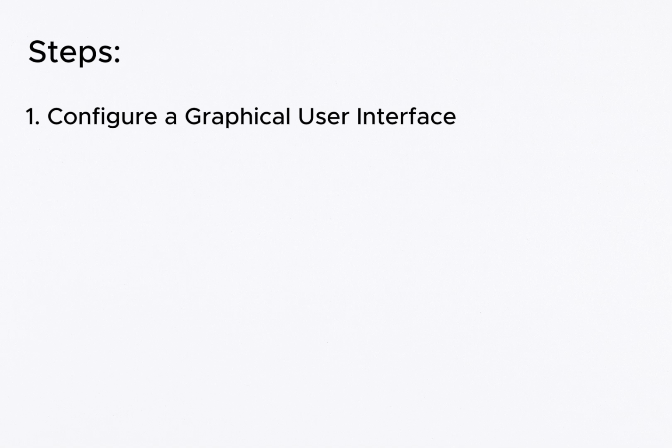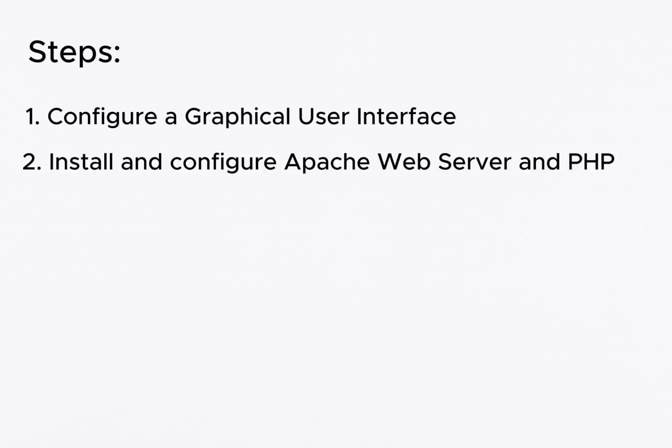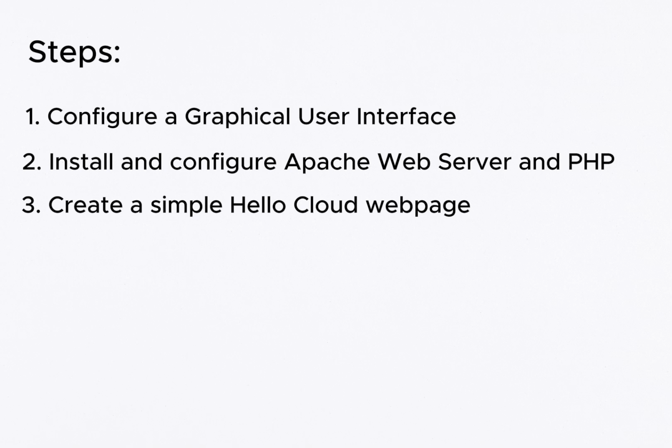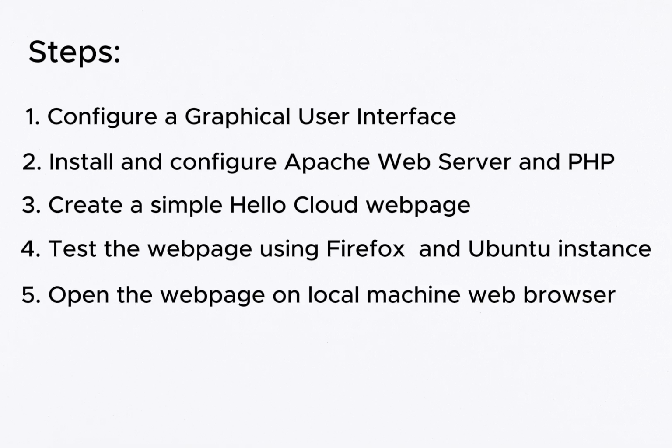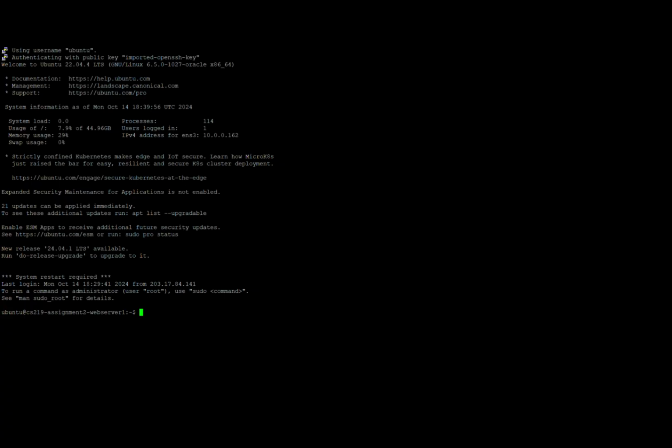So the steps we are going to follow is: first, we are going to configure a graphical user interface. Second, we'll install and configure Apache Web Server and PHP. Third, we'll create a simple Hello Cloud web page. Fourth, we'll test the web page using Firefox on our Ubuntu instance. And lastly, we'll open the web page on our local machine web browser. I have already created an instance using PuTTY. The command for that is sudo apt update.